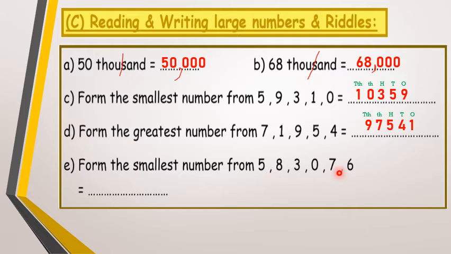The smallest digit here right after 0 is 3. Then I will put now 0. Now 0 has a value. If I put it here, it won't have a value. After this, I have 5 and 6, 7, 8. Now I put every digit in its place value to read the number. The number will be 305,678.